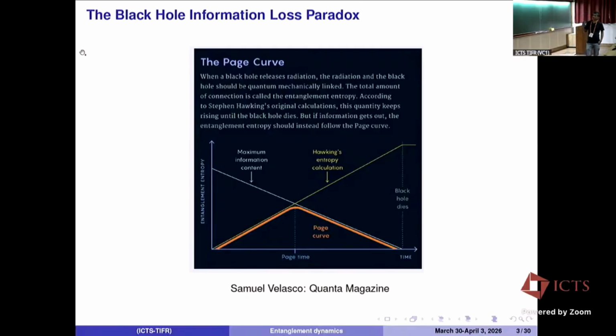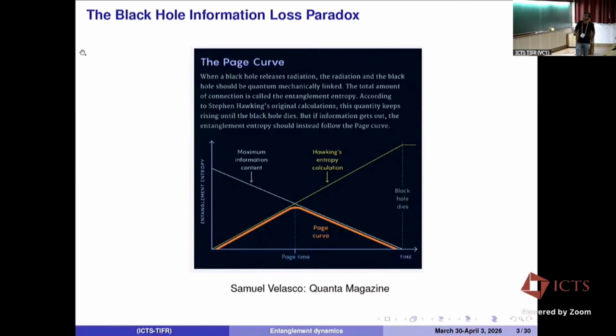One way to state it is by looking at the entanglement entropy. What Hawking computed is this: you have the black hole and there's radiation coming out, and he did a semi-classical calculation for the entropy of the radiation. This is what he found: that this entropy keeps increasing. So the radiation entropy keeps increasing with time.